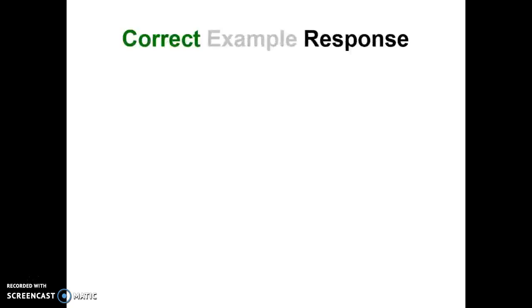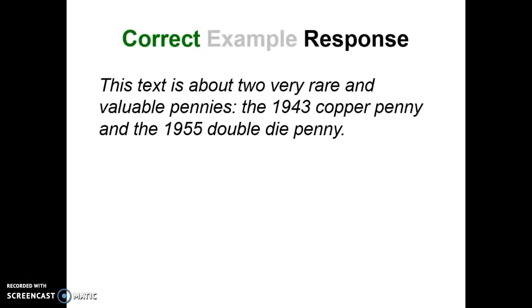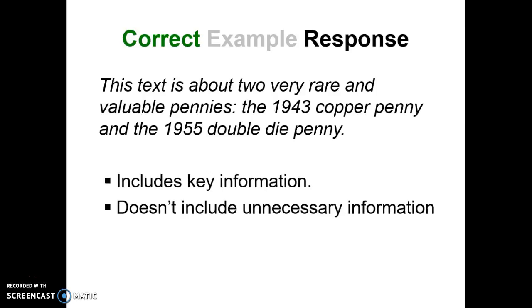Here's a correct example. The text is about 2 very rare and valuable pennies, the 1943 copper penny and the 1955 double die penny. It includes the key information. It doesn't include unnecessary information. It doesn't give me all those extra details about those 2 pennies. And it is a complete sentence.